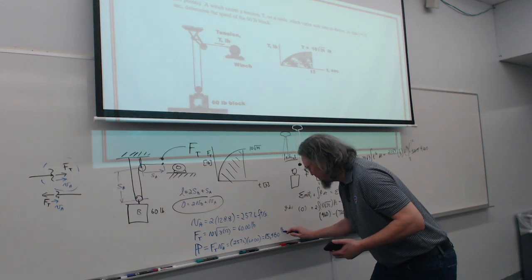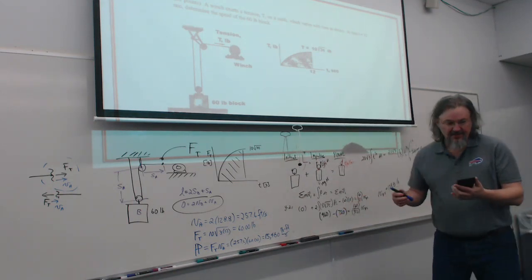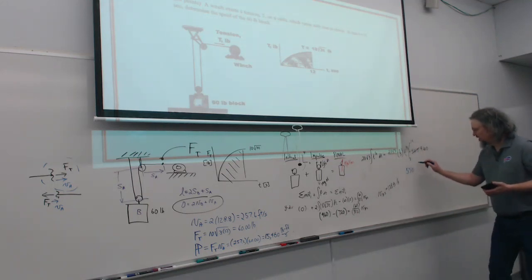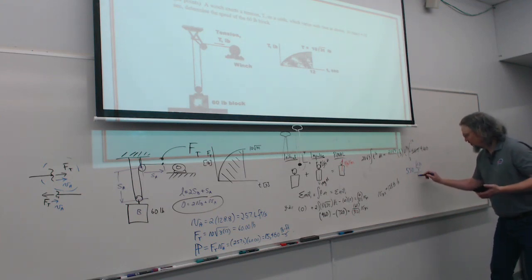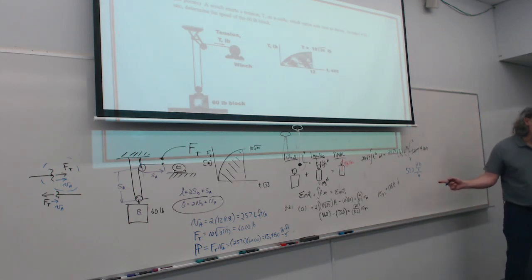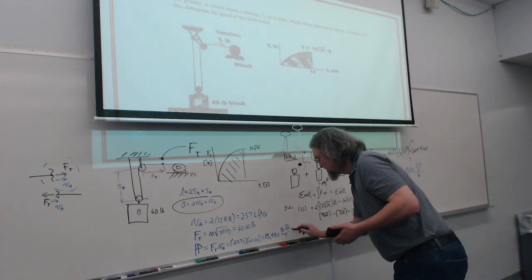So this would be foot-pounds per second. And you might remember that the conversion for horsepower is 550 foot-pounds per second per horsepower. Good one to memorize. That's a good thing to know for the rest of your life. Store it in your pocket. So just divide it by 550.